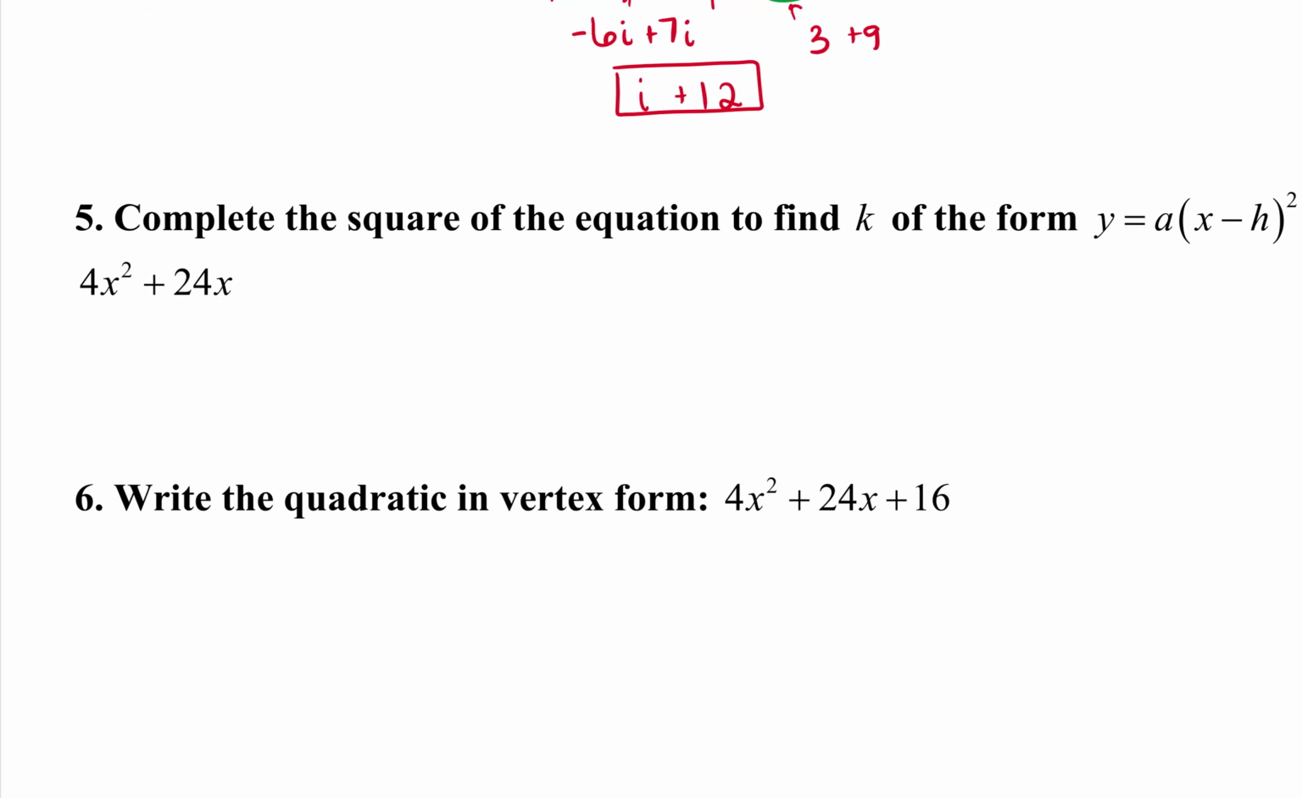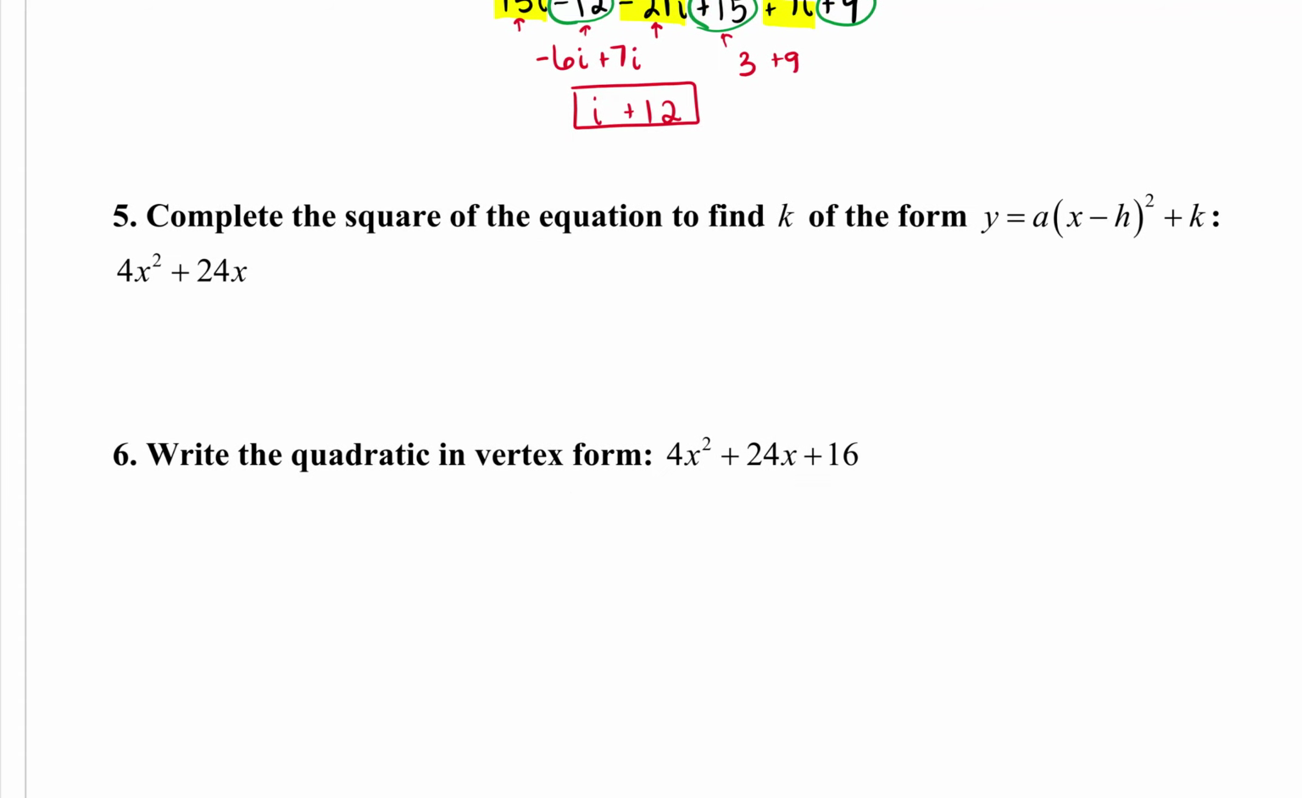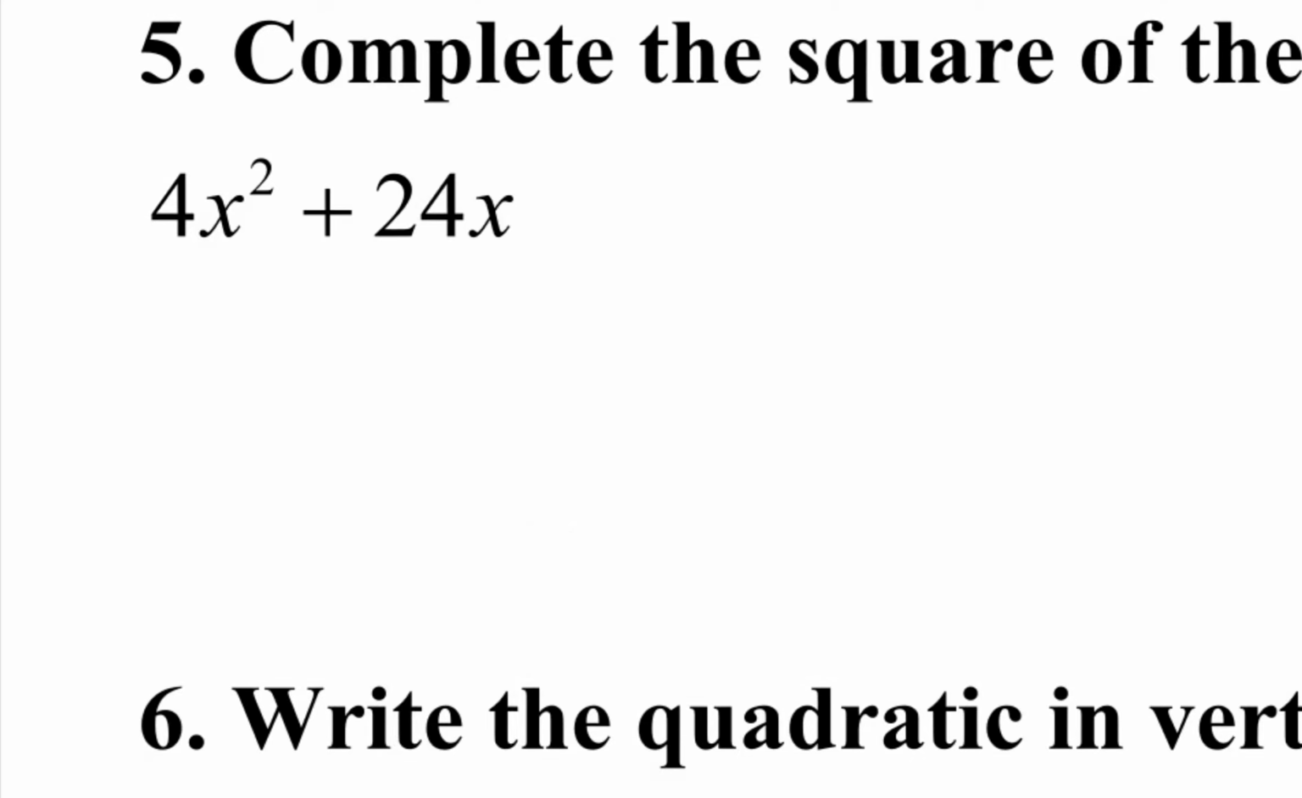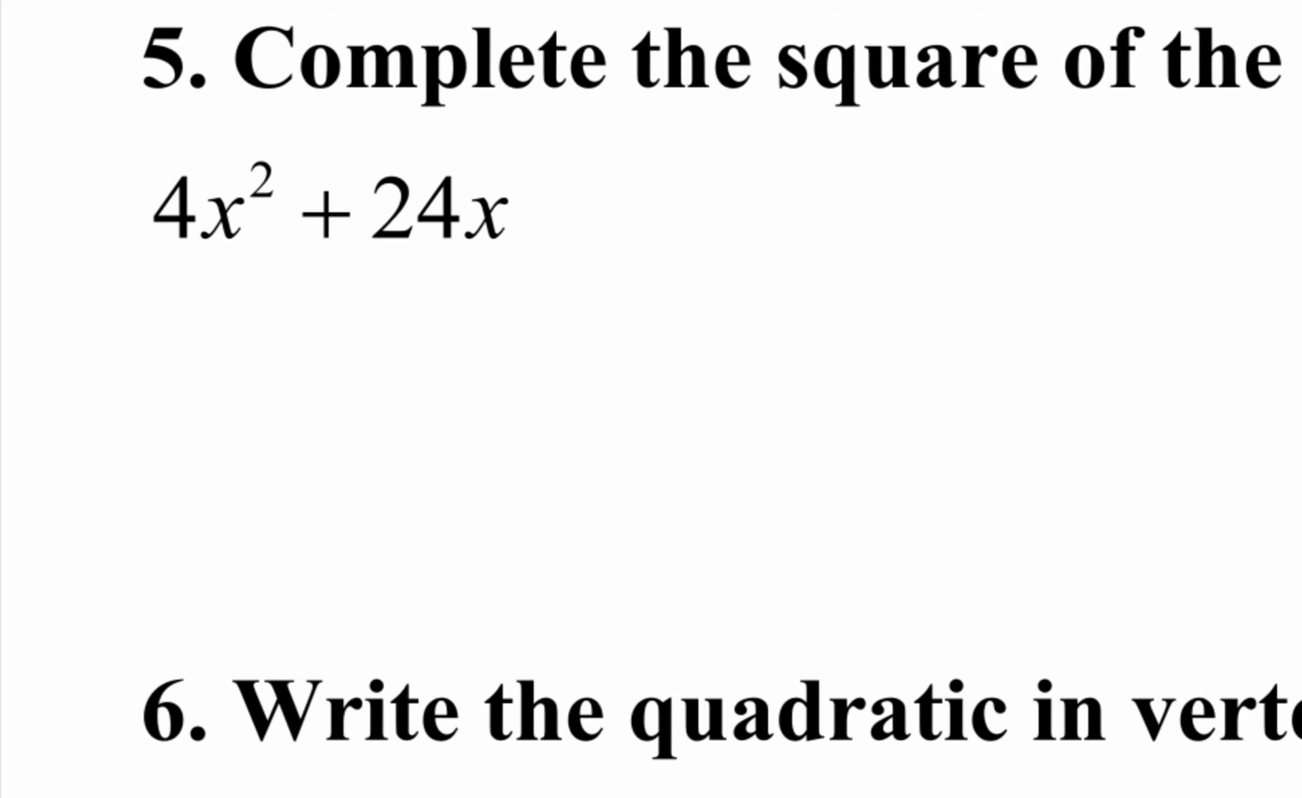Alright, 5. I need to complete the square of the equation to find k of the form y equals a(x minus h) squared plus k. In other words, I just want to complete the square and find the new number on the end. I'm just looking for my very last number after I complete the square. Alright, so on completing the square, first thing you're going to do is, since I have a number in the front, I want to divide by that number, because you don't want a number there. Okay, so I'm going to end up with that number in the front, parentheses, and then I divide each one.